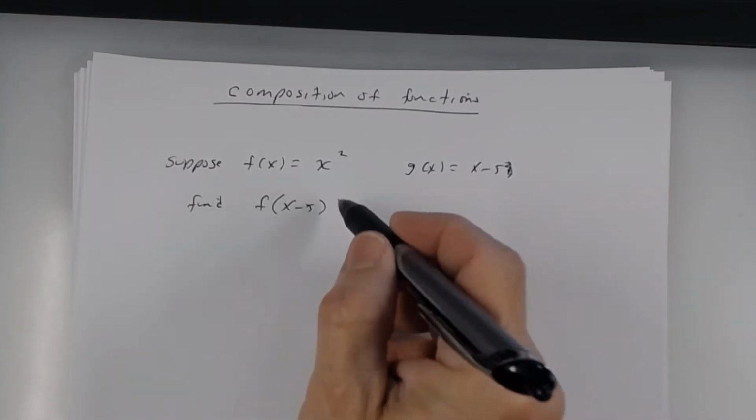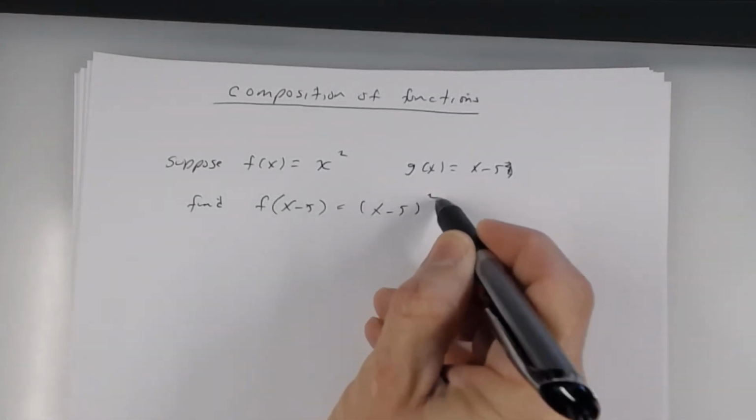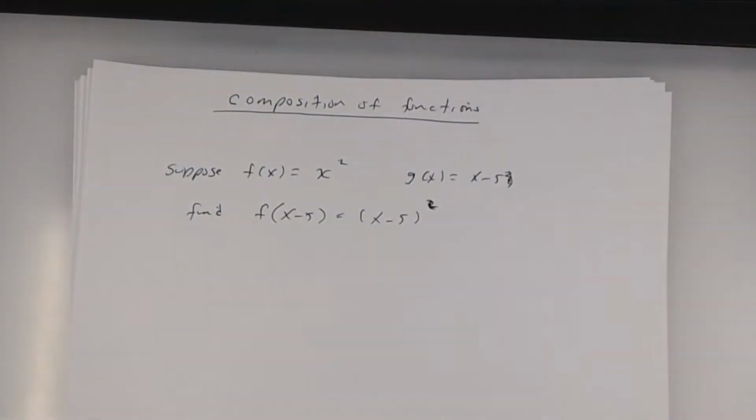We did a harder one a while ago. So to find f of x minus 5, you would go to your function f, and where we see the variable, you would plug in what? X minus 5. That's what that means, right? So it'll be x minus 5 squared. Y'all agree? All right, and then you work it out.